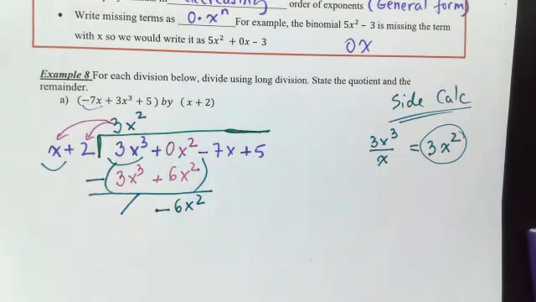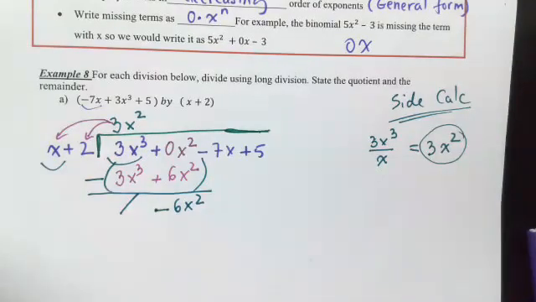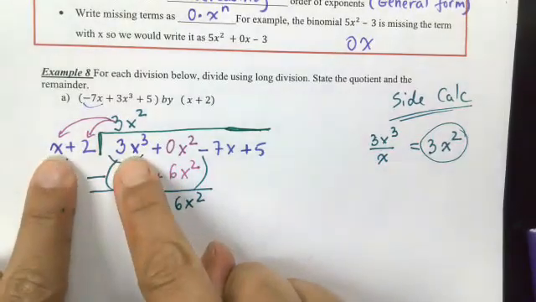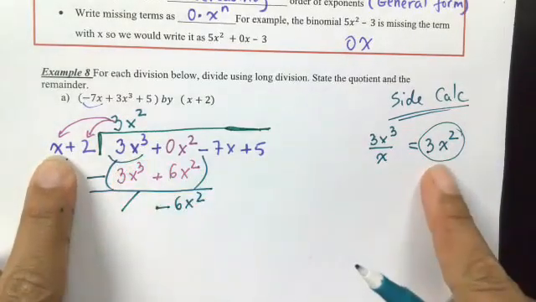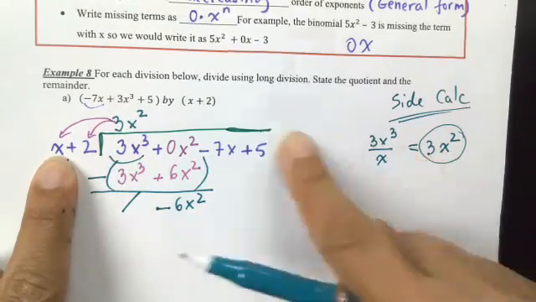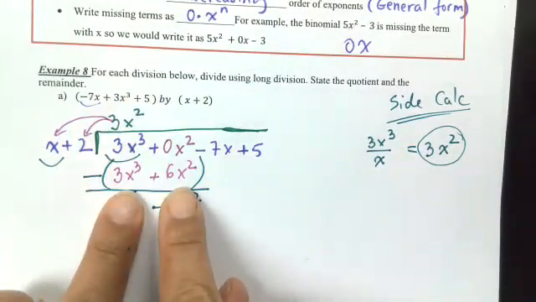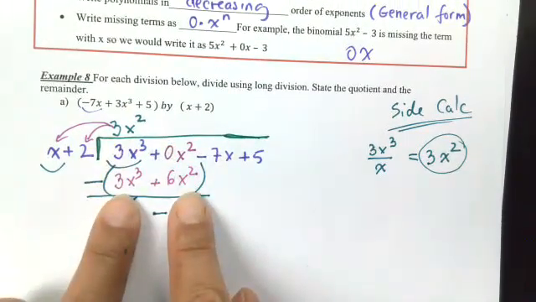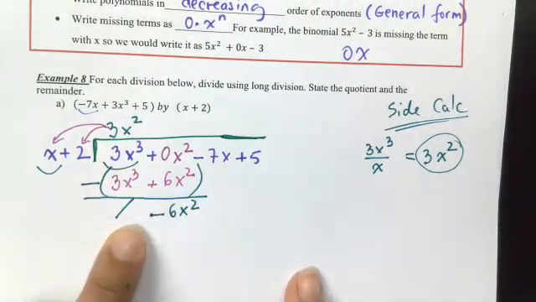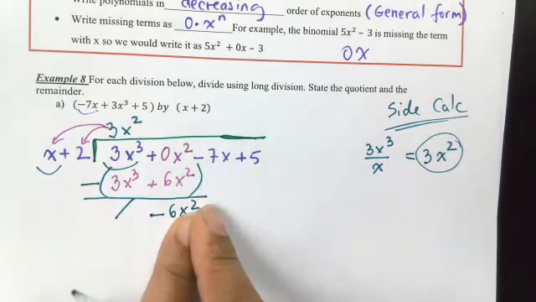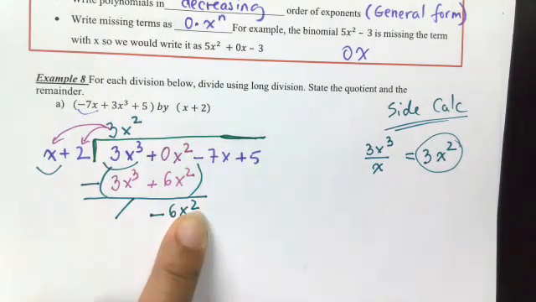And this completes the first big step of the algorithm. And now from now on, the algorithm repeats. So to review: you take the first term from here and the first from there, you divide them in a side calculation. You get 3x squared, you put it at the top. Multiply through, put the answers there, subtract vertically. The first one has to cancel, and then the second one, you have to calculate what you get when you put those like terms together.